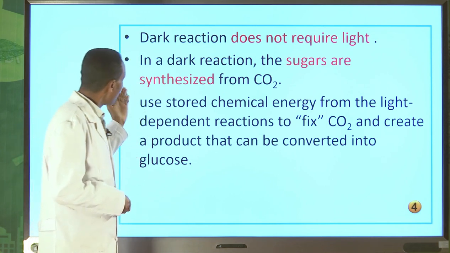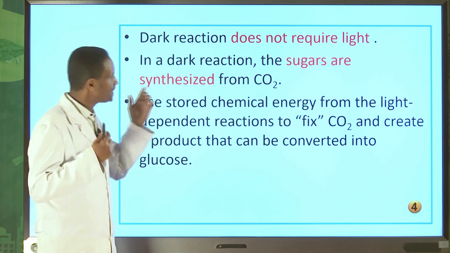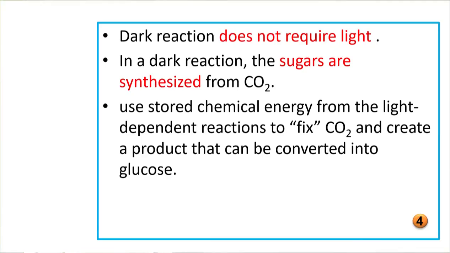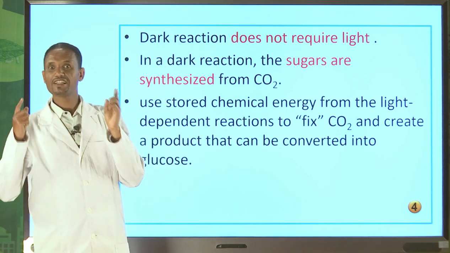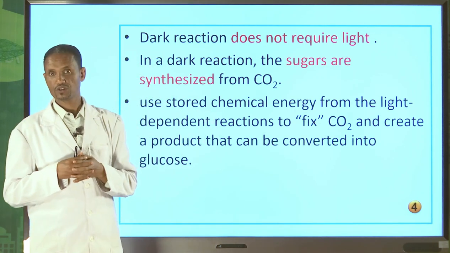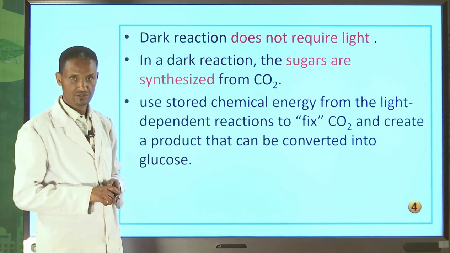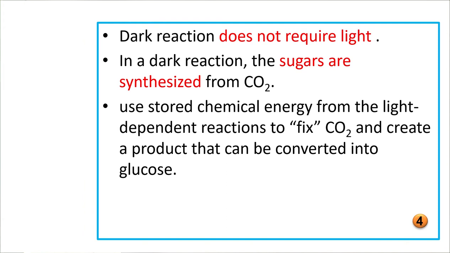So, the light-independent photosynthesis uses stored chemical energy from the light-dependent reaction to fix carbon dioxide and create the product that can be converted into glucose. During light-dependent photosynthesis, chemical energy is produced and stored in the form of ATP and NADPH. Then this chemical energy can be used in the light-independent process to fix carbon dioxide to produce glucose. Therefore, one of the main products of light-independent photosynthesis is glucose.